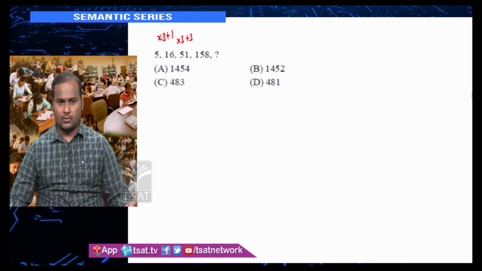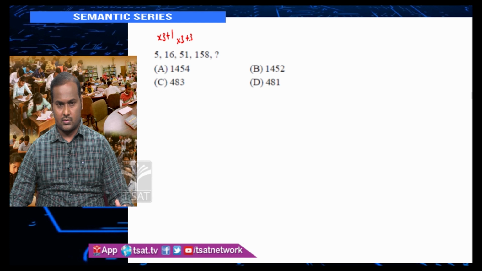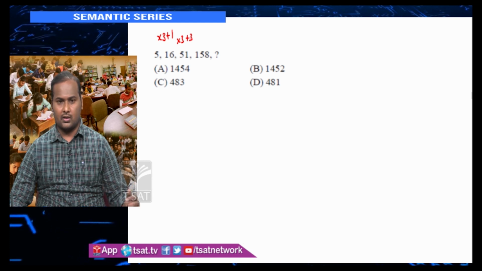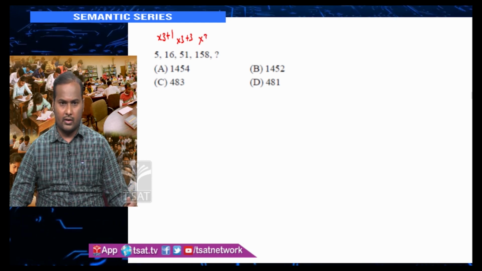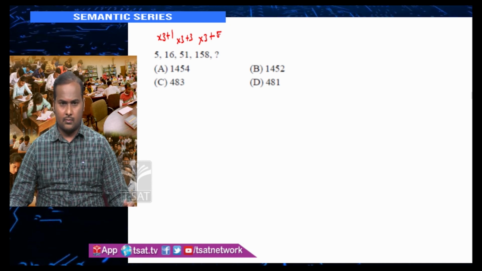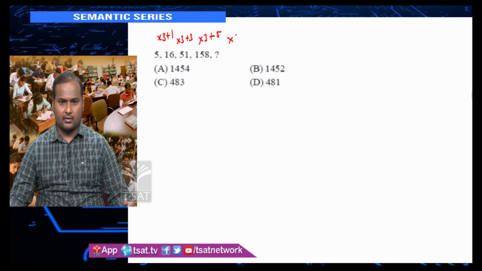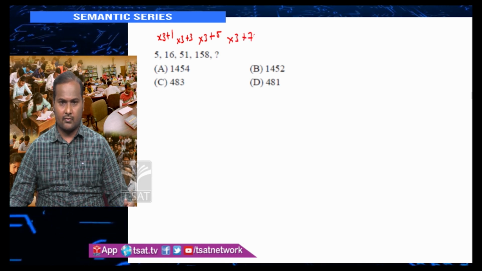The moment I see this, first one is into 3 plus 1, next one is into 3 plus 3. So what is obviously the next one that is possible? 51 into 3 plus 5. So obviously what will be your next answer? That is into 3 plus 7.